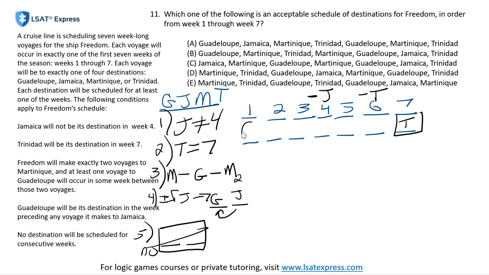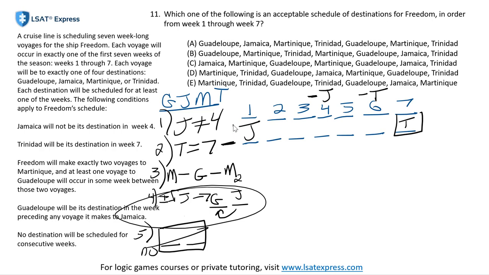Now, who could be first? Could G be first? I see no problem with that. How about M? Well, I look at my MGM rule. So there's a G over here and another M over here. That seems like it could work. How about T? The only rule on T is this one. T doesn't seem to be restricted much at all. And then how about J? Oh, so the rule on J, if you see a J, there's a G to its left.